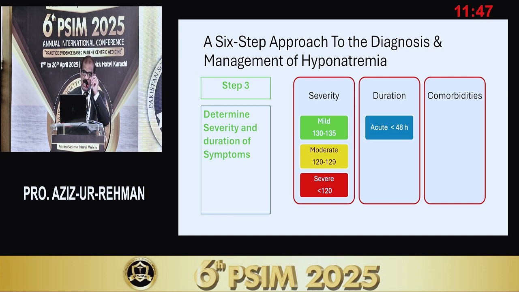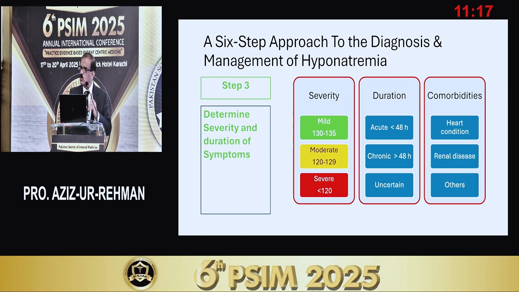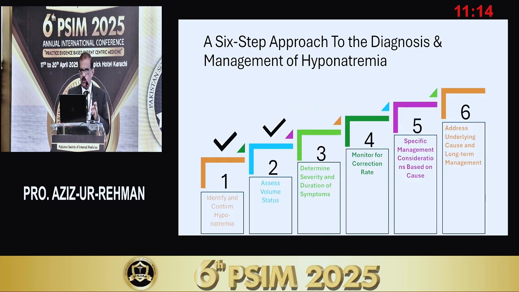Second thing is duration. If it is less than 48 hours, it is acute. If it is more than 48 hours, it is chronic. This differentiation is very important. And in some cases, it may be of uncertain duration. If it is uncertain, where would you put it, chronic or acute? I think the safer approach is to put it in chronic, because chronic hyponatremia has to be treated differently. Then comorbidities: heart condition, renal disease, and others, because they would also require your attention while you replace sodium. So the third point is also taken.